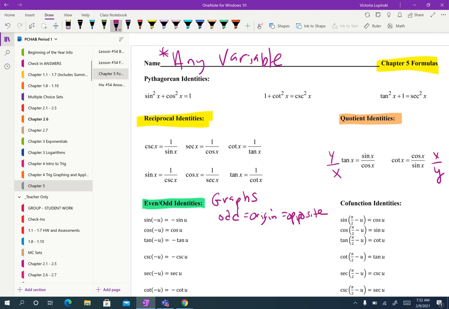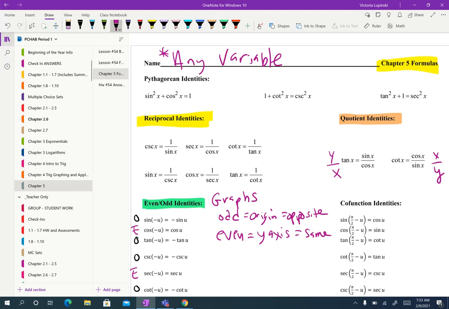So your odd equations here are going to be the ones where you're getting the opposite. So here's an example of an odd and an odd and an odd and an odd, basically any case where you're getting the opposite. Then hopefully you remember what it means to be even. Even means that you are going to have y-axis symmetry, and algebraically, it means that you wind up being the same. So that would mean that the cosine would have to be an even function, and similarly for the secant.